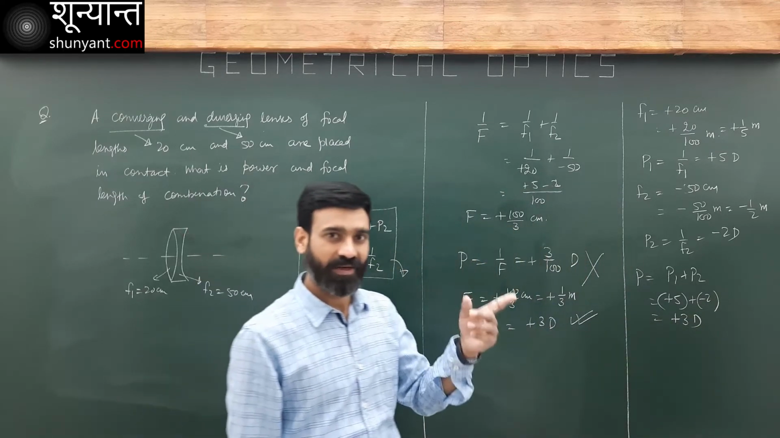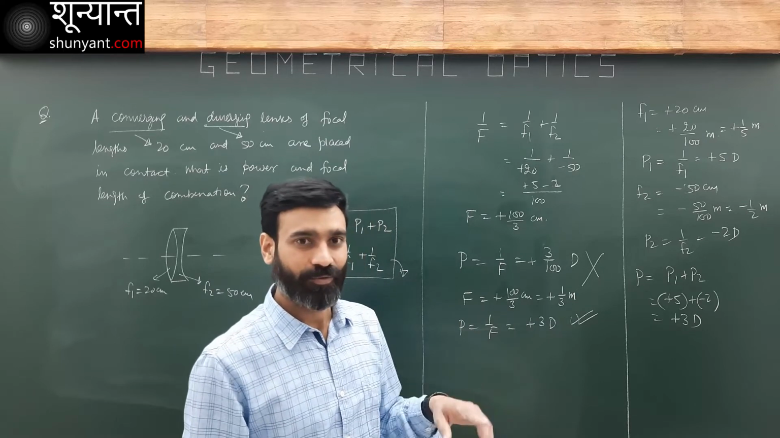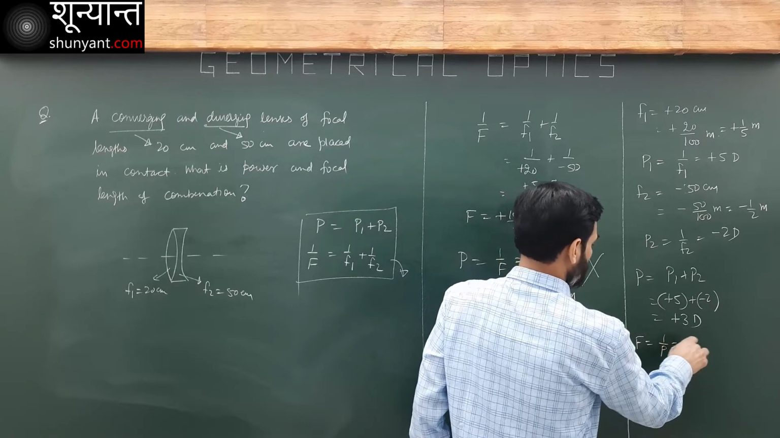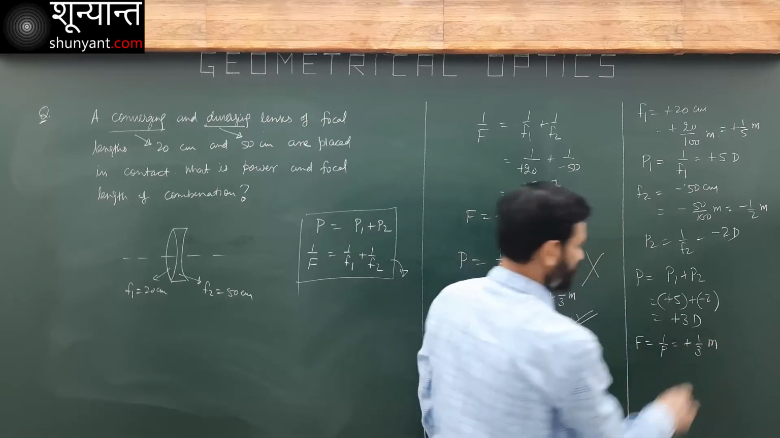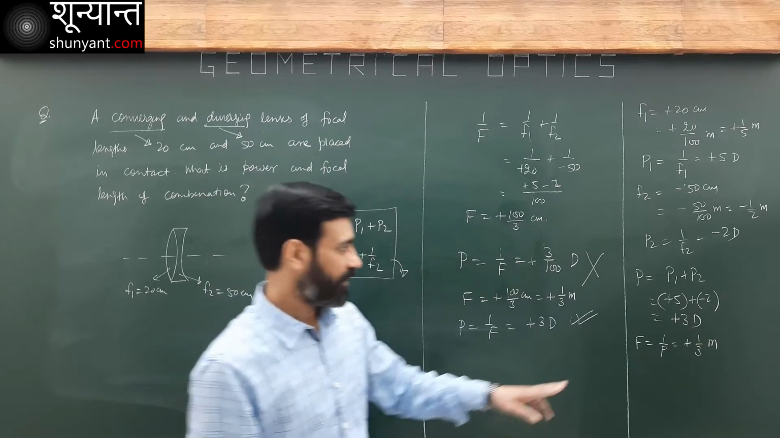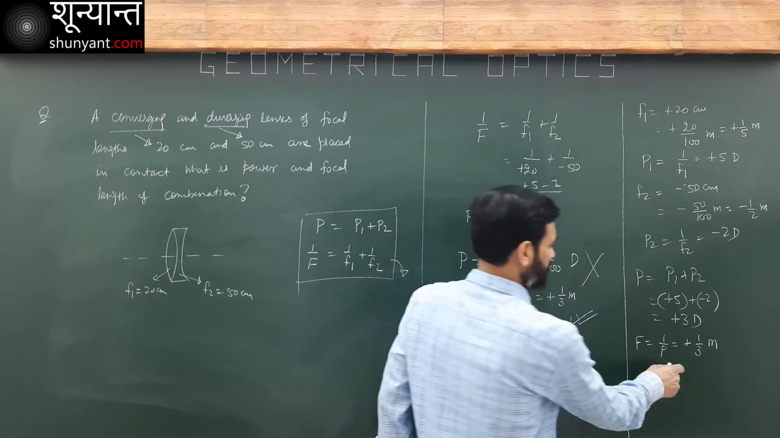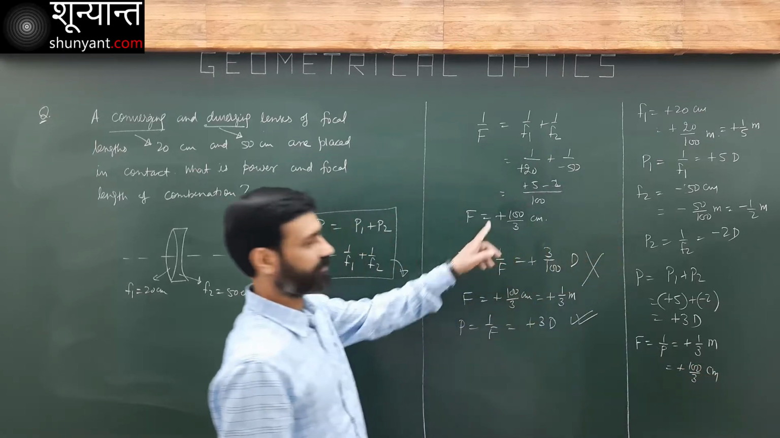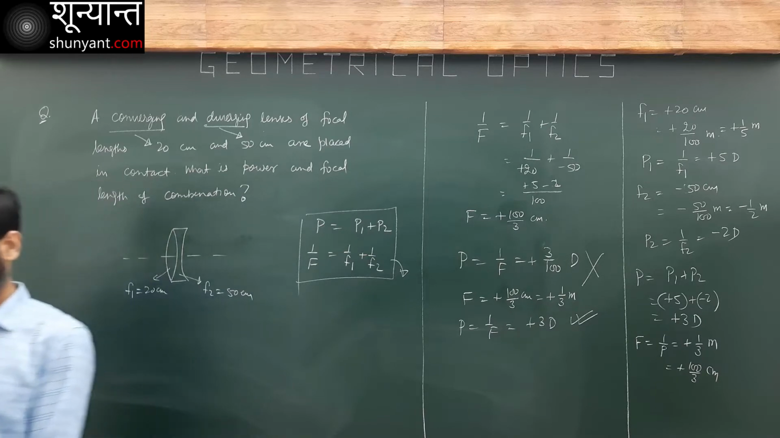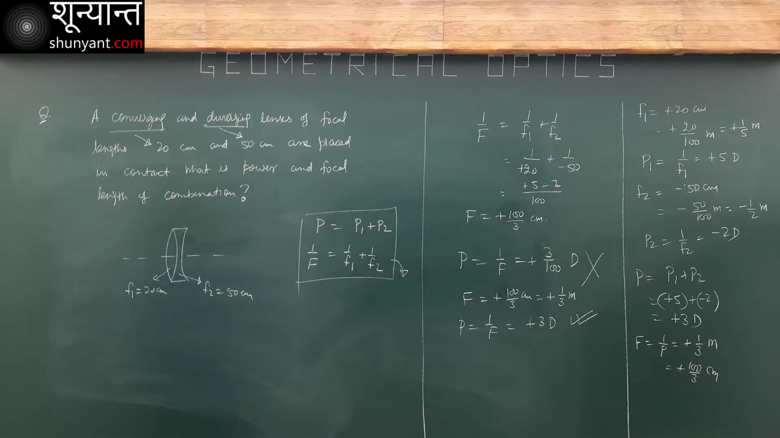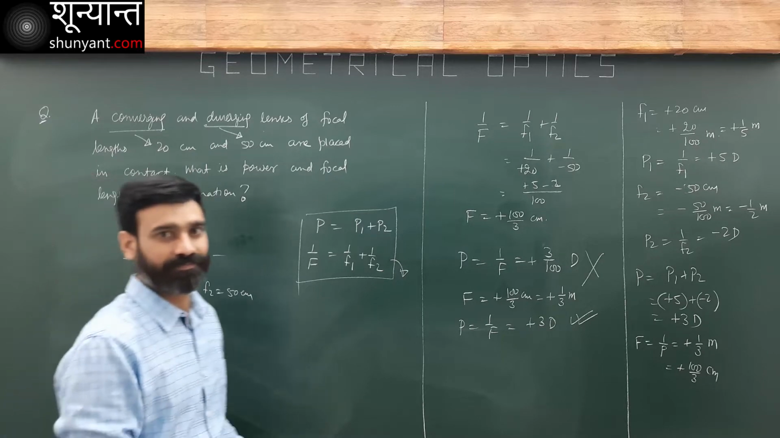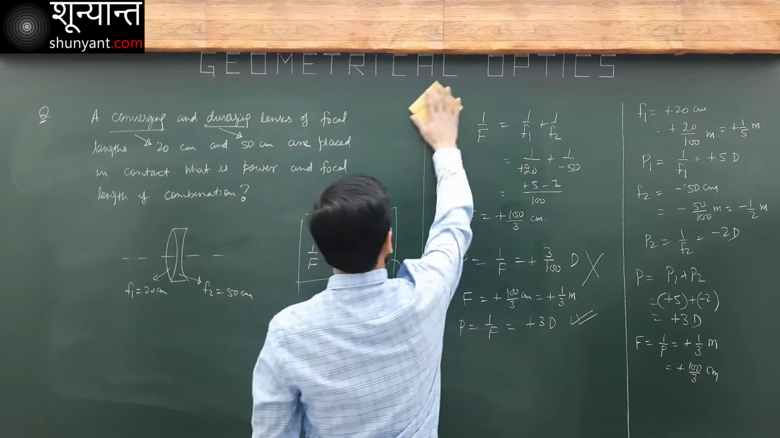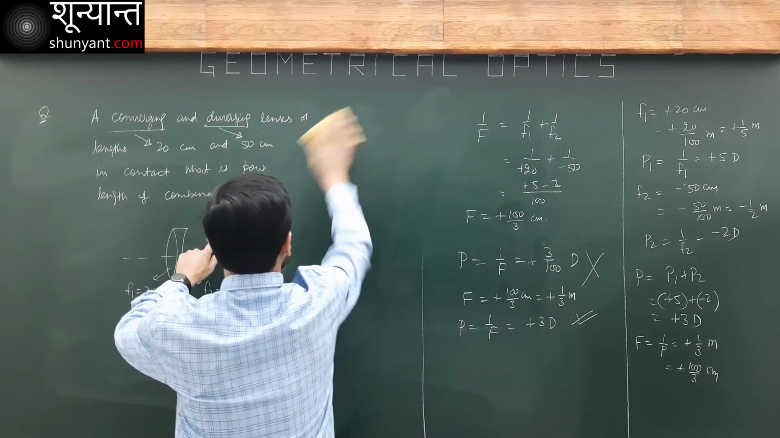Once I know the power of combination, I know the focal length. What is focal length? This is 1 over P, which is plus 1 over 3. Now this will be in meter, because diopter is the SI unit. So this becomes plus 100 over 3 centimeter, same as this. Got it? Okay, let's do a few more problems on combination.